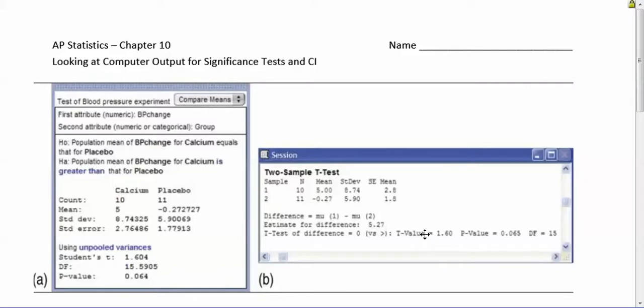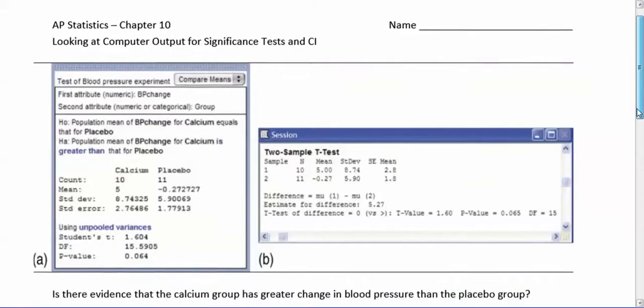So I've asked you guys a question here, just below, which is: is there evidence that the calcium group has a greater change in blood pressure than the placebo group? So normally you'd be doing a 4-step procedure for this, but on the AP exam they don't always ask you to do all 4 steps. In this case, they've figured out the hypotheses, and they've defined the parameters, and they've checked the conditions and done 2 sample t-tests, and they did their do step, and they came up with a p-value for both of these. All that's left to do is for you to conclude. So go ahead and pause the video and write out your conclusion.